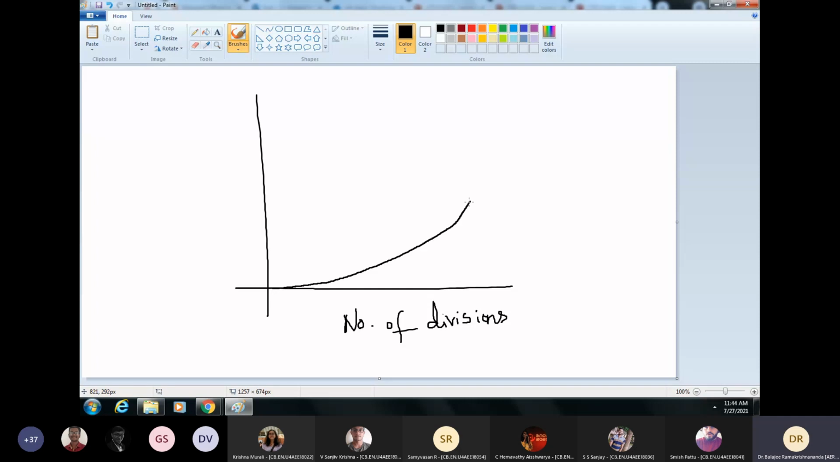So which error will go up like this, more with number of divisions? Round off or discretization? Round off will be more, correct. Round off will be more.